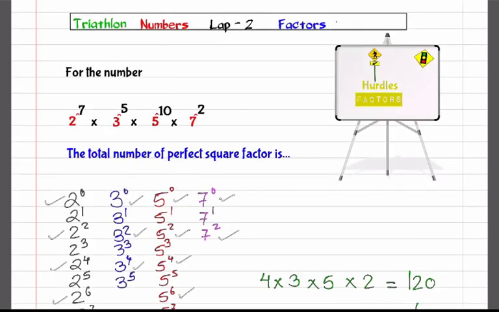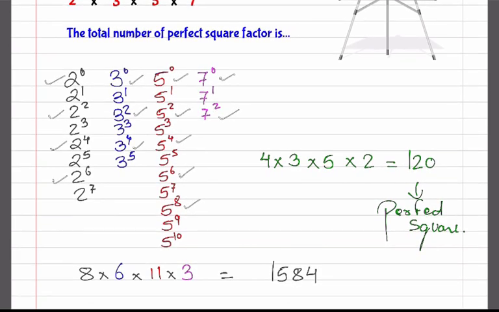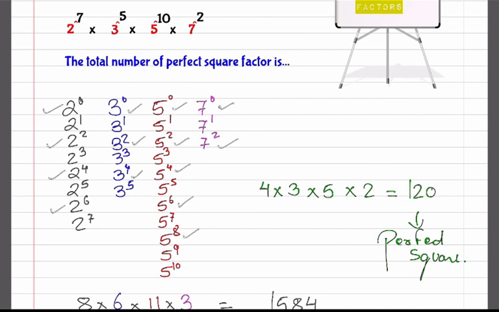For this number, the total number of perfect square factors is... Yes, we also know how to find out perfect squares. So I wrote 2 raised to 7, 3 raised to 5, 5 raised to 10, and 7 raised to 2, with these many factors. Now I need to find out perfect squares. So let's start. How many perfect squares here?